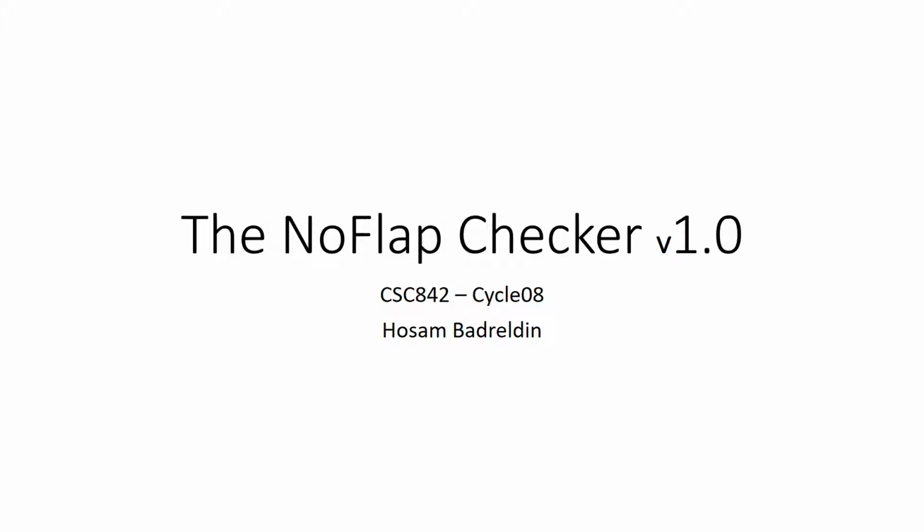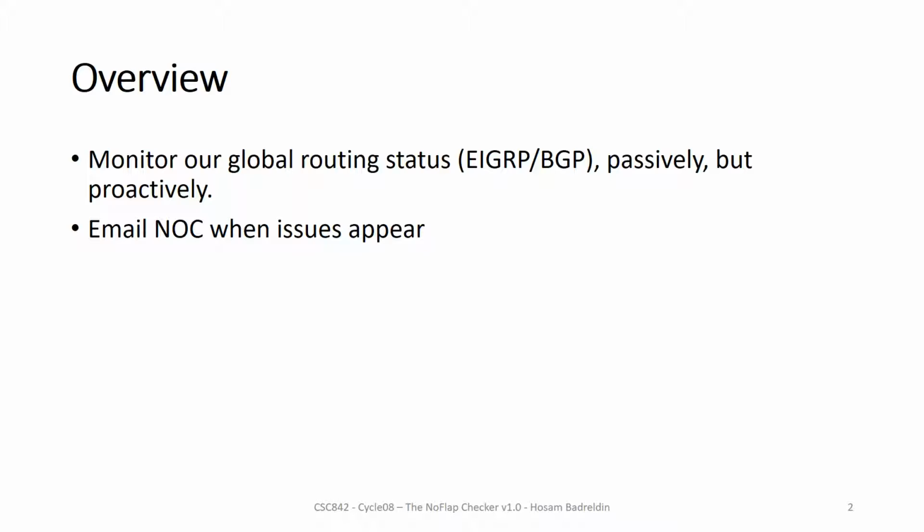So I've created the noFlap checker, and it does exactly what the name implies. It digs logs for specific errors that are generated by our routing protocols. Since we have too many locations for the company, we use two types of routing protocols.